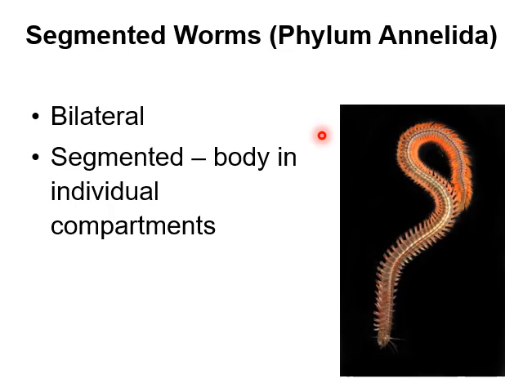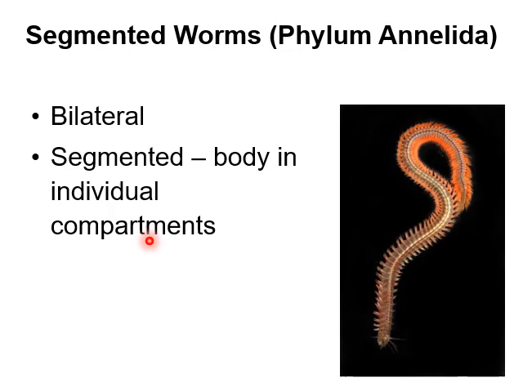So if you look at this worm along here, you can see that there's a set of legs here and a set of legs right there. And those legs each belong to one compartment. And then next over here, then we have another compartment. And then over here, we have another compartment. And then over here, another compartment, and so on and so forth. So the whole length of the body has these individual compartments running its length, kind of like repeating units. And that's what it means to be segmented, is to have these repeating compartments or repeating units through the length of the body.